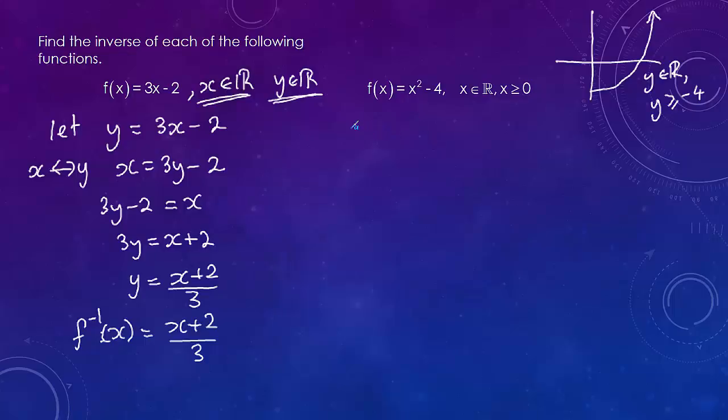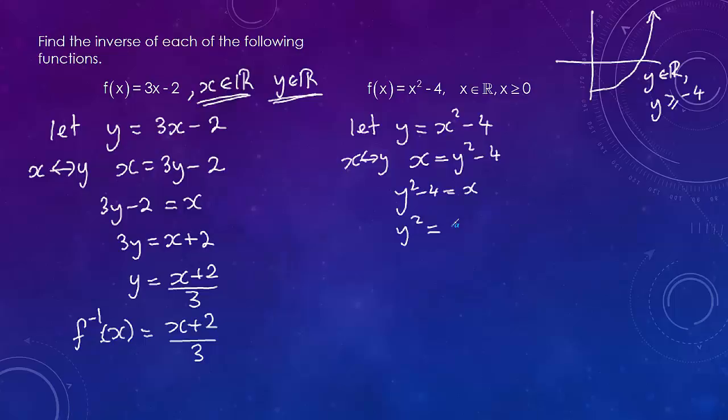Well, let's go ahead and find the inverse. So we let y equal x squared minus 4. We interchange x and y. So x is equal to y squared minus 4. So y squared minus 4 is equal to x. Y squared is equal to x plus 4. And then y could be the positive or negative square root of x plus 4.